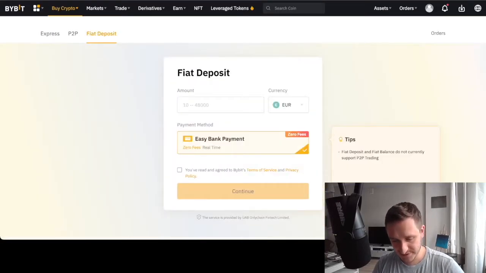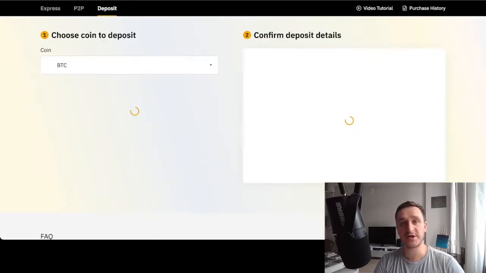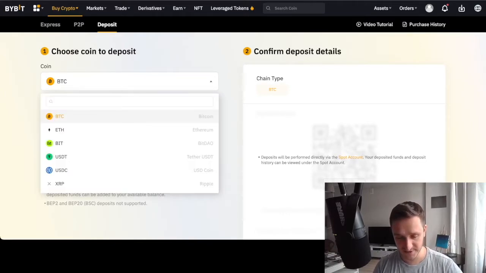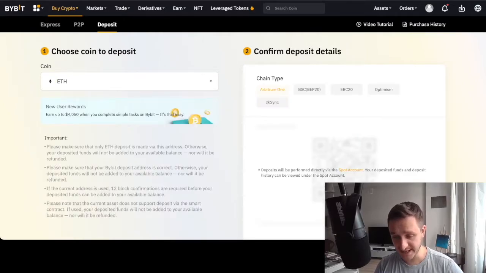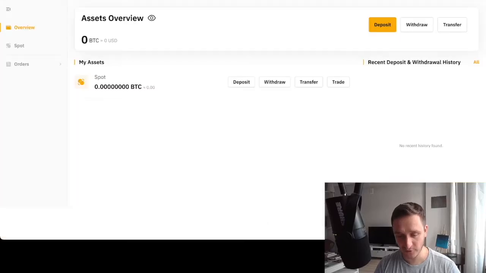For fiat deposit, there's a bunch of banks you can use to deposit. Additionally, if you already have crypto coming from other exchanges or from your MetaMask wallet or somewhere else, you'll be able to deposit the coins directly. There's a bunch of coins you can deposit and also a bunch of chains you can choose. For example, for ETH, you have a bunch of layers too that you can use to deposit. After depositing, you'll be able to see all the assets in your asset overview.